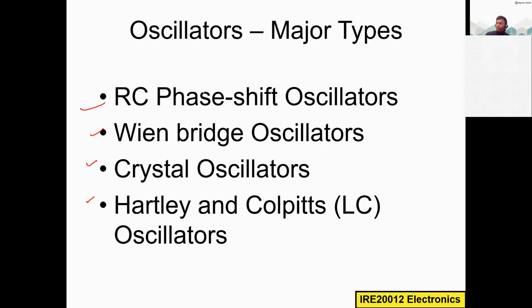So I think now it's 12 o'clock. So we will stop here because I'm going to start the new topic next week, since we do not have enough time to cover RC phase shift oscillators. Next week we will see all the major types of oscillators, which are RC phase shift oscillators, Wien bridge oscillators, crystal, Hartley and Colpitts oscillators. We will see how we can construct a circuit, and how we can produce oscillations by using these circuits.